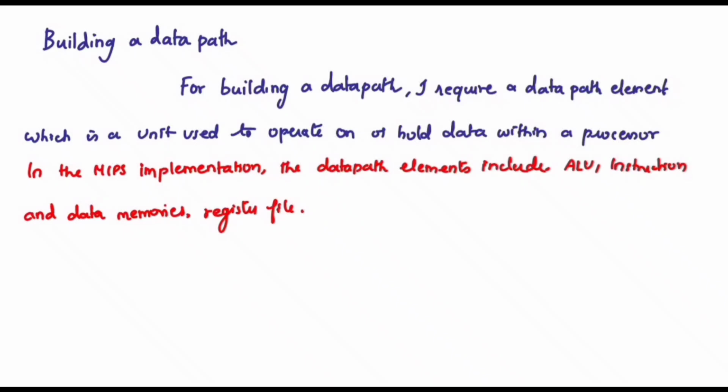In this video, we are going to discuss how to build a data path. The first step in data path design is to examine the major components required to execute each class of MIPS instructions: R-type instructions, load and store, and branch and jump instructions.